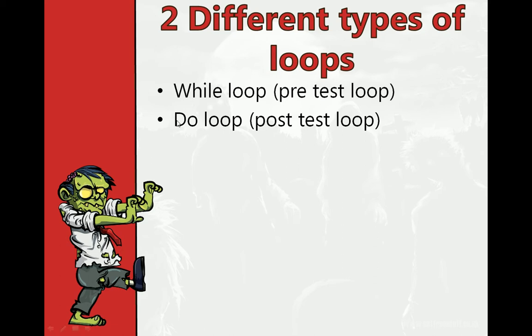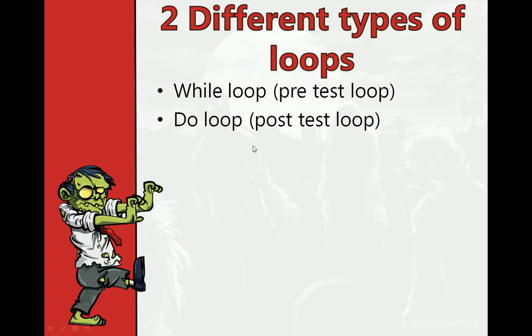A do loop is a little bit different. A do loop is called a post-test loop because a do loop is going to run the body of the loop once, and the condition for the do loop is at the end of the loop. So it's called a post-test because the test is done after the loop body runs. We're going to see an example or two of this.